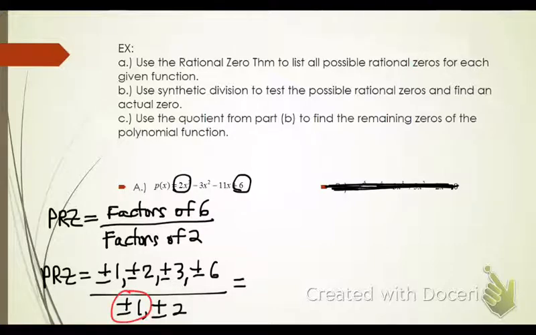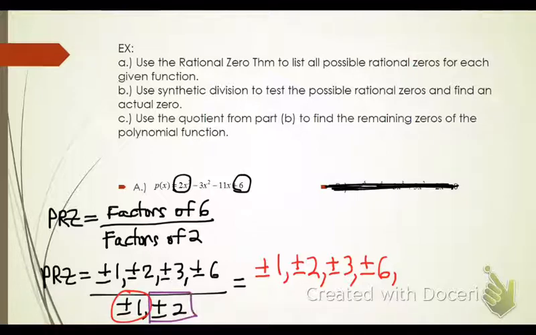There we go. So I'm going to take 1 and divide it by 1, 2 and divide it by 1, 3 and divide it by 1, and 6 and divide it by 1. Then I'm going to have to take 1 and divide it by 2, 2 and divide it by 2, which is 1, and that's already in our list, 3 and divide it by 2, and 6 and divide it by 2, which is 3, but that's already in our list.